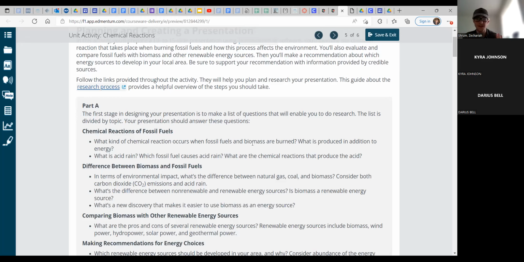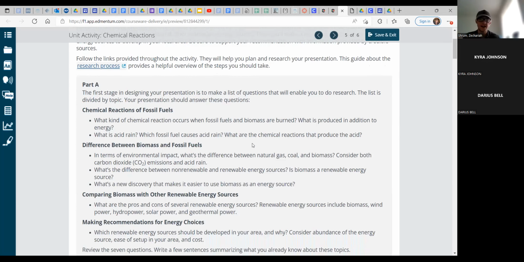So you have chemical reactions of fossil fuels, difference between the biomass and the fossil fuels, comparing biomass with other renewable energy sources. So you're comparing biomass, fossil fuels, and then you're comparing biomass and renewables.